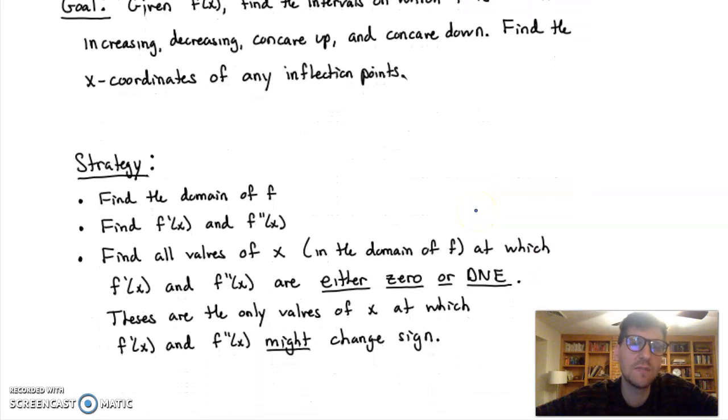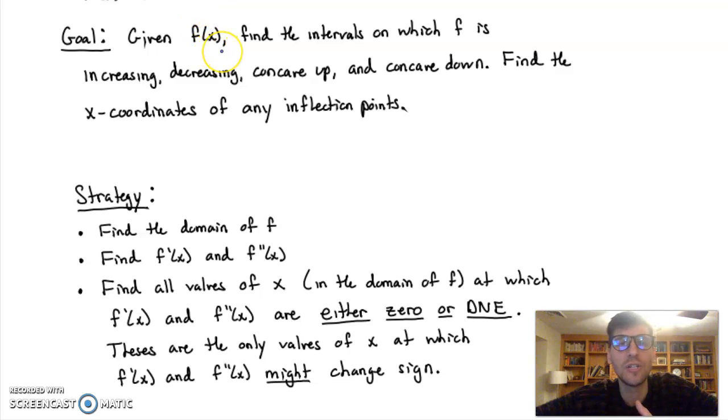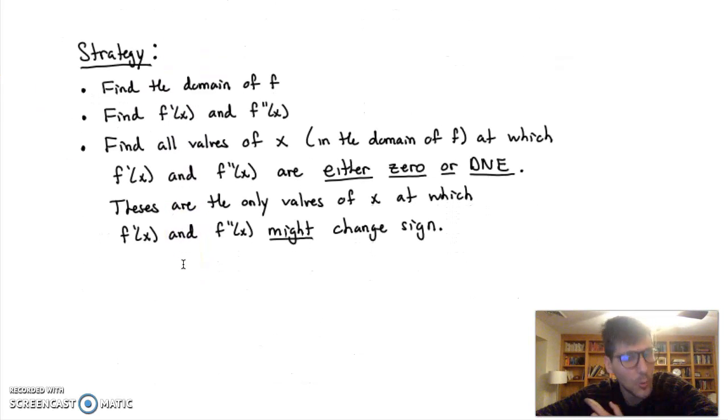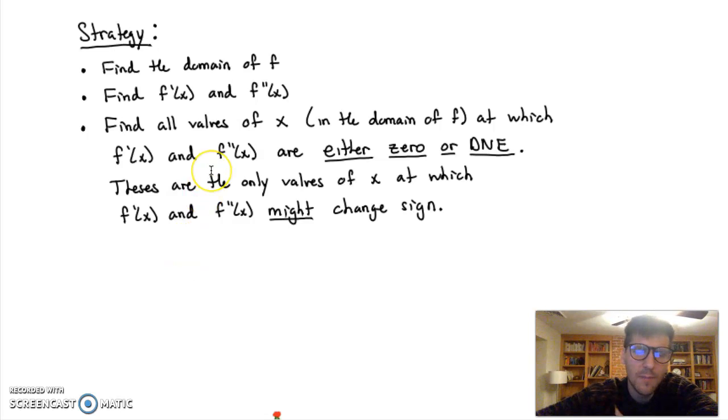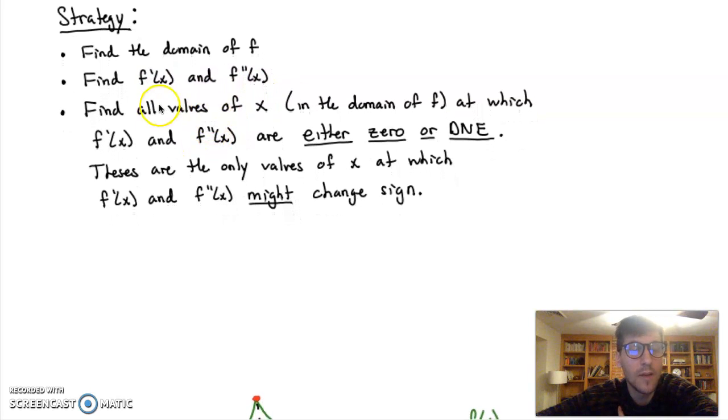So now, given this information, we could take a function and find the intervals on which that function is increasing, decreasing, concave up, and concave down, but also find the x values of any inflection points. And we'll show a quick example here how. My goal is to keep this quick. So find the domain of f. We're going to need to find the domain because we need to know if there are spots that we shouldn't necessarily consider because there's not even an output there. Find the first derivative and the second derivative functions of that function.